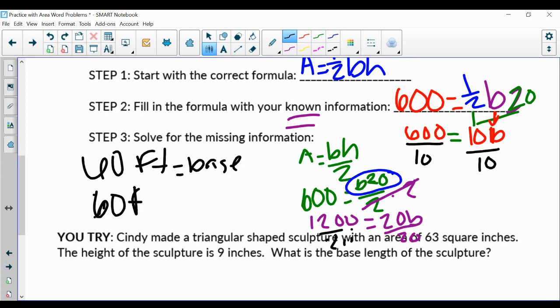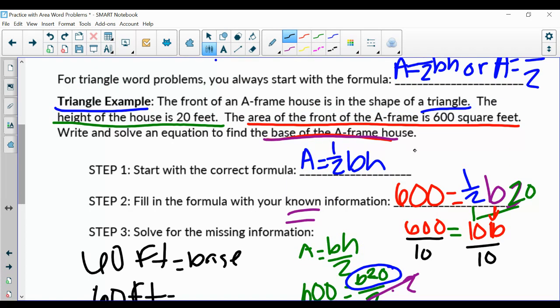So a little bit more of a complicated way. Whenever you're dealing with area word problems, I would definitely be working with this equation, the 1/2 base times height, because it's just a little easier to work.